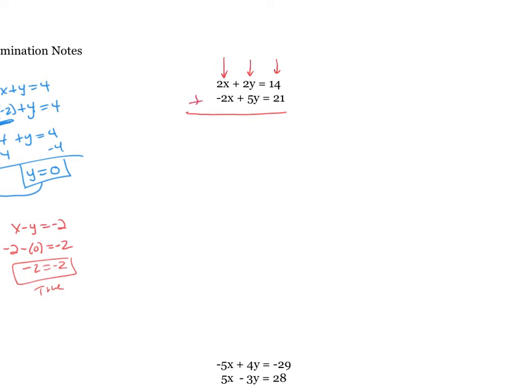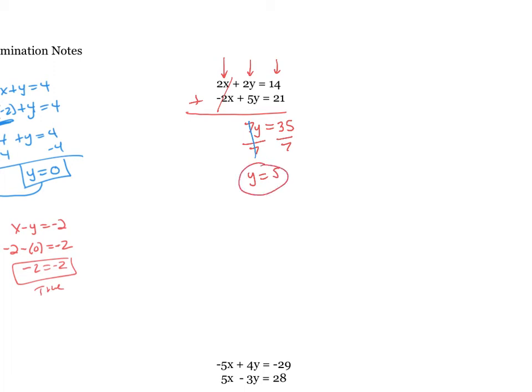And notice that 2x and negative 2x will cancel each other out and give us 0. And then I'm going to add the y's. So 2y plus 5y would be 7y. And then 14 plus 21 would be 35. And now after I added those two equations together, you'll notice the x's disappeared from the equation. So now I just have an equation with 7y equals 35. So I can find the value of y by dividing both sides by 7. And I get y is equal to 5.